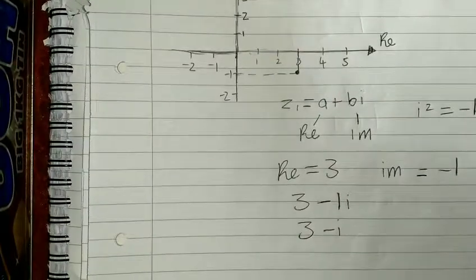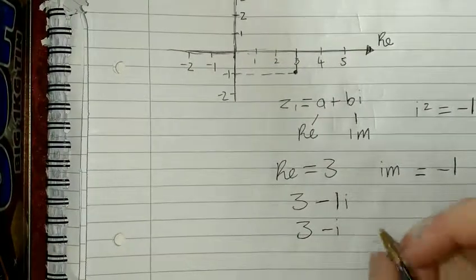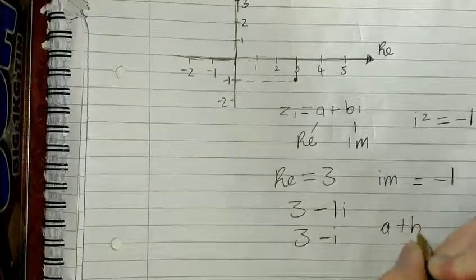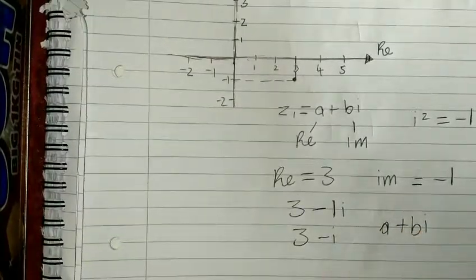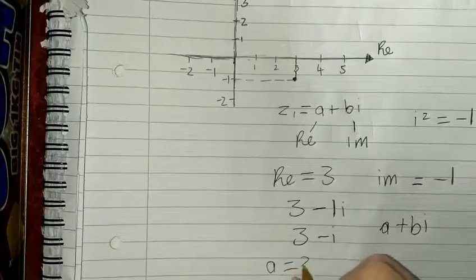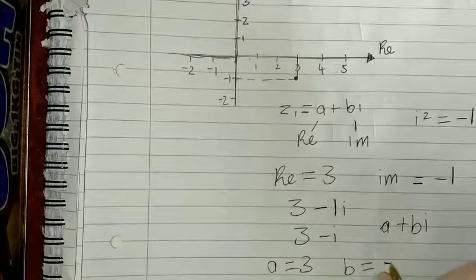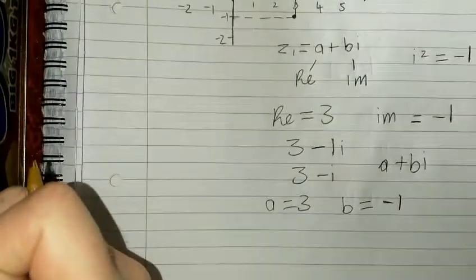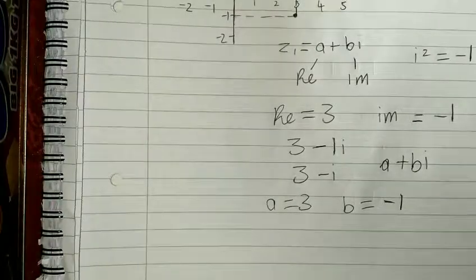But they didn't ask for a point, they asked for just the value of a and the value of b. They gave it in the form a plus bi, and if we compare ours to this, a is equal to 3 and b is equal to minus 1. So that's the value of a and b.